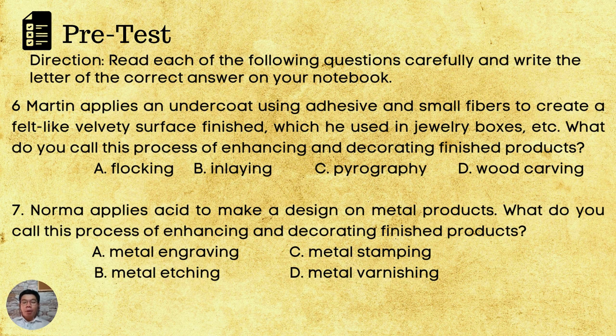7. Norma applies acid to make a design on a metal product. What do you call this process of enhancing and decorating finished products? A. Metal engraving. B. Metal etching. C. Metal stamping. D. Metal varnishing.